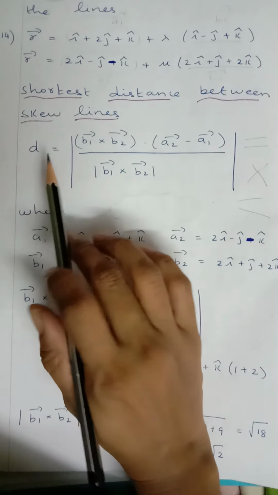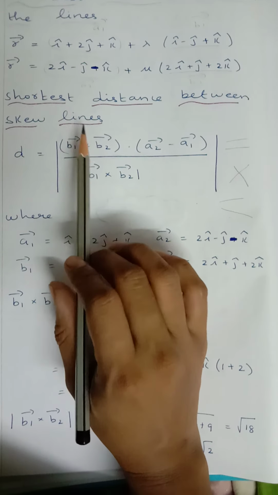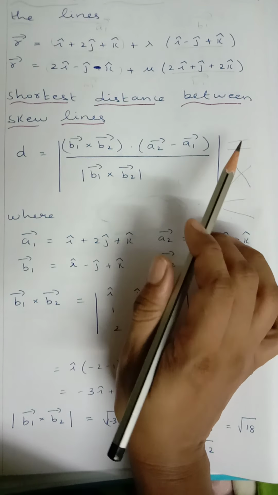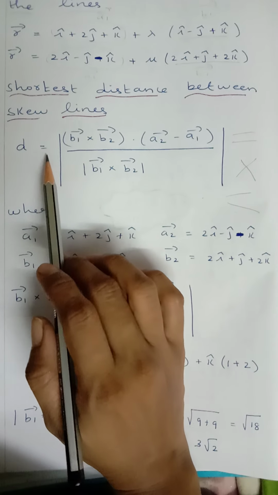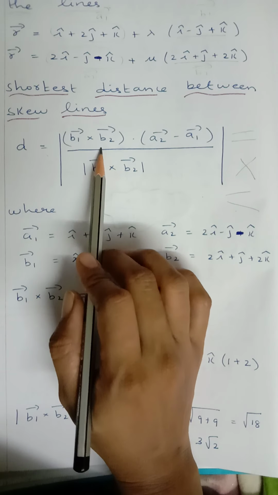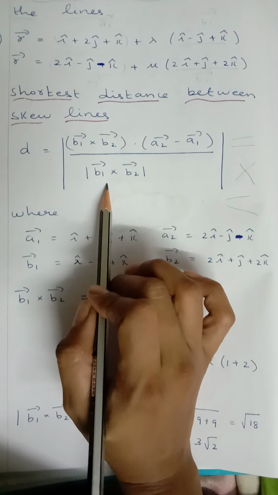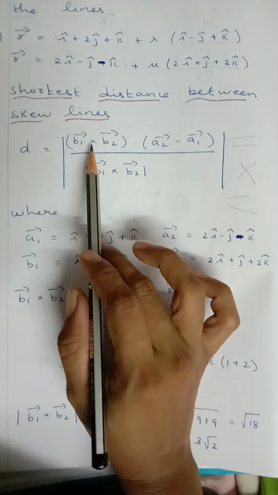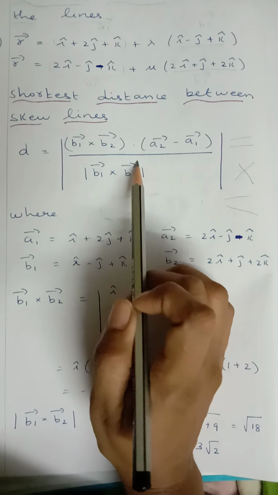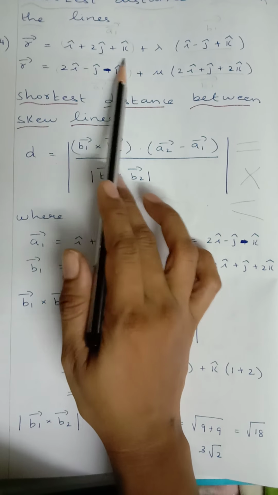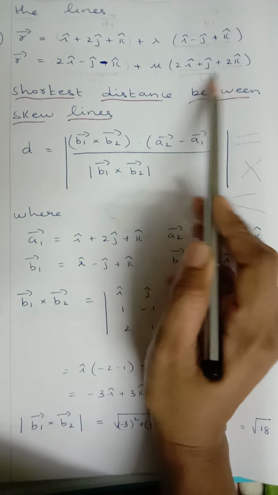So the first condition is we are going to find the shortest distance between skew lines. Skew lines means they should not intersect and they should not be parallel. So distance is equal to modulus of b1 cross b2 dot a2 minus a1, divided by magnitude of b1 cross b2. You all know how to find the cross product and the dot product. The only thing is you should know which is a1. See, this is a1 and this is your b1, this is a2 and this is your b2.